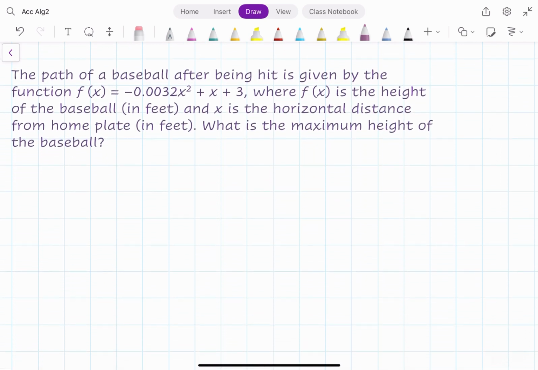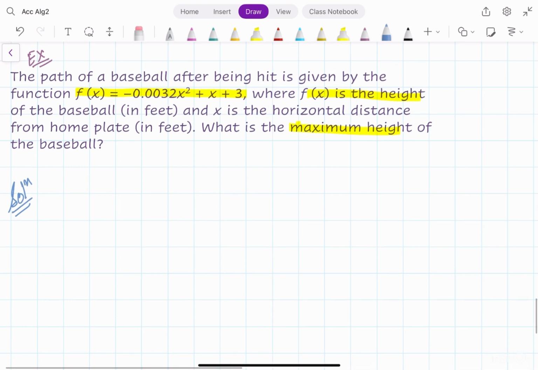Let's try to do this practical example. This example is related to finding the maximum height of a baseball. So always highlight the key important points that are given in the word problem. It will help you to solve the problem. So we have a function f of x given, and they also said that f of x is the height of the baseball, and they want us to calculate the maximum height of the baseball in feet. So let's start by writing maximum height of the baseball, and let's write the f of x function.